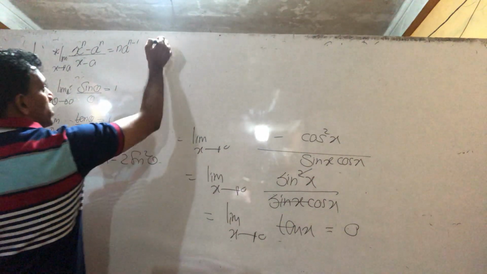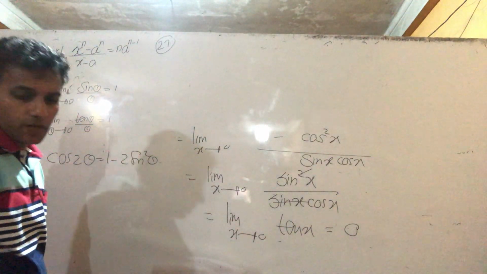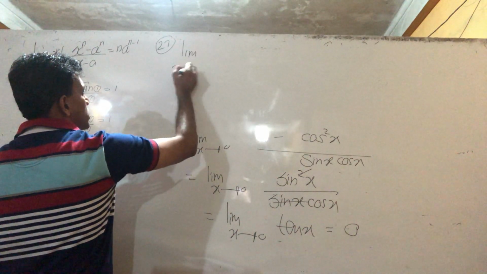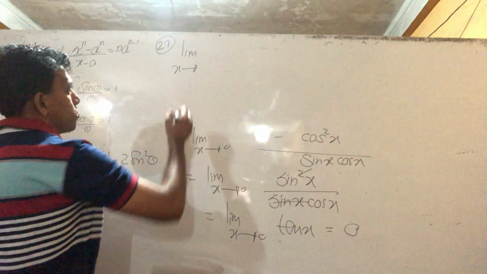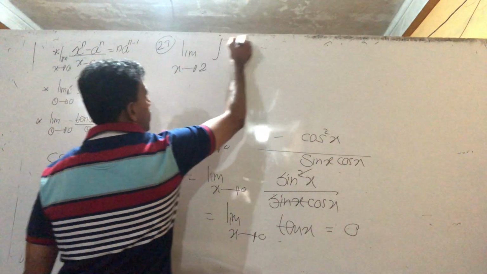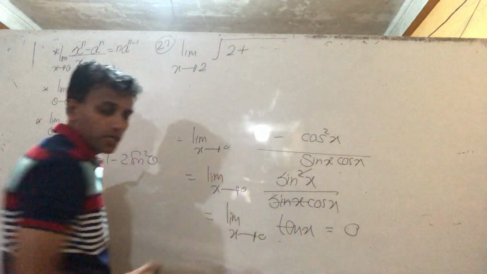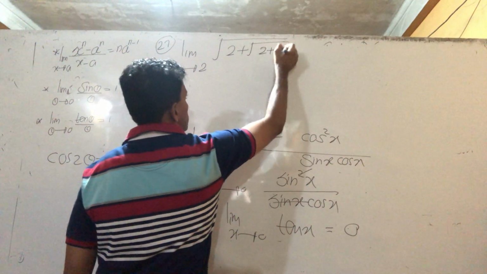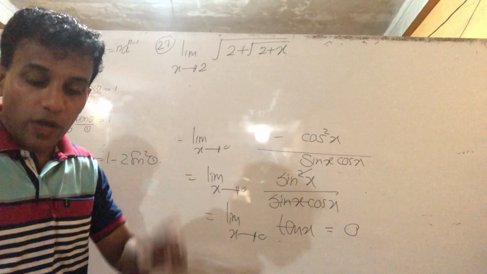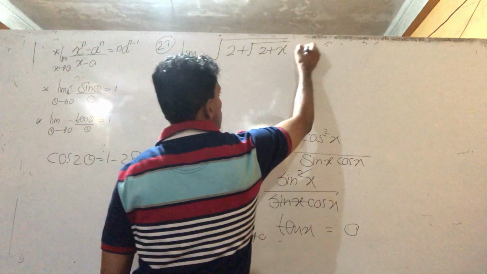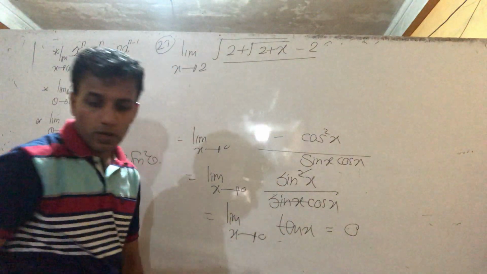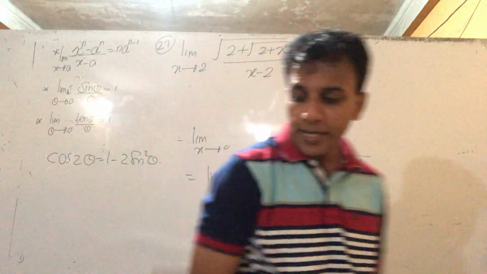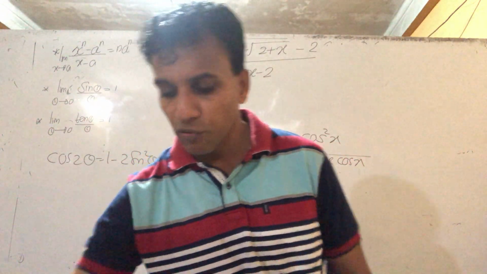Next question, 27. The 27th problem. Limit x tends to 2, square root of 2 plus another square root inside, 2 plus x, minus 2, over x minus 2. This is an important question. Complete algebraic part, irrational pattern, square root form.